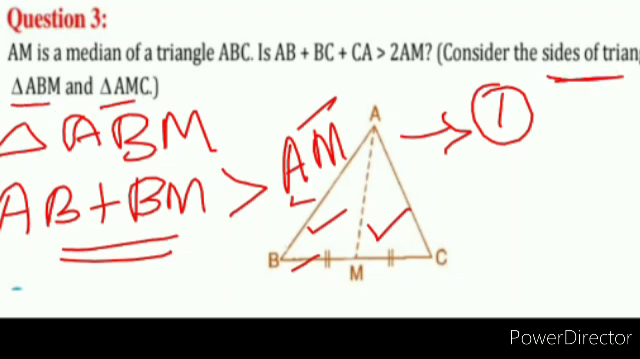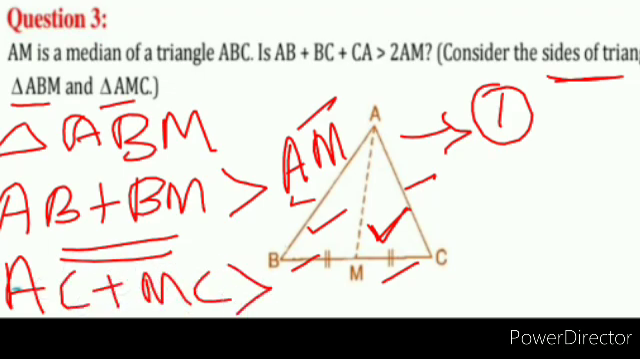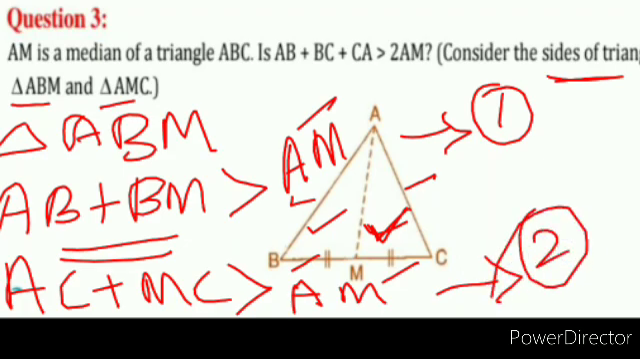Consider the sides of triangle ABM and AMC. In the second triangle AMC, I am adding AC and MC. AC plus MC is greater than the third side AM. For both triangles, AM is the third side, the common side, right? Yes, it is 2. I have used 2 triangles. In triangle ABM I applied the property, and in triangle AMC I also applied the property.